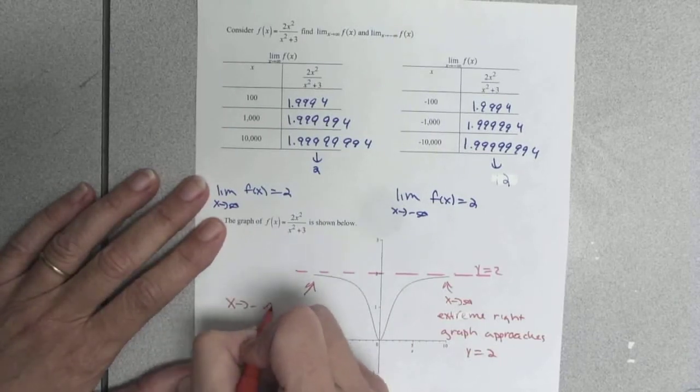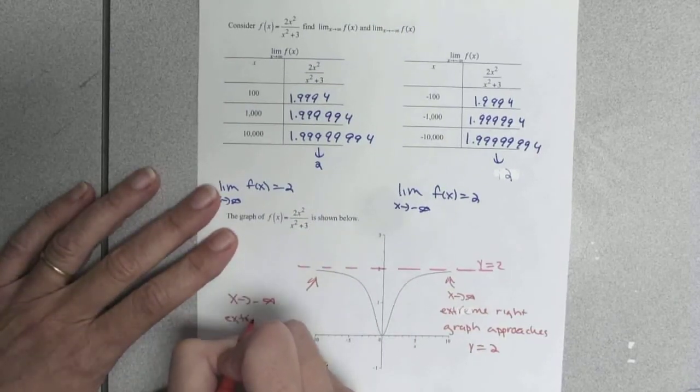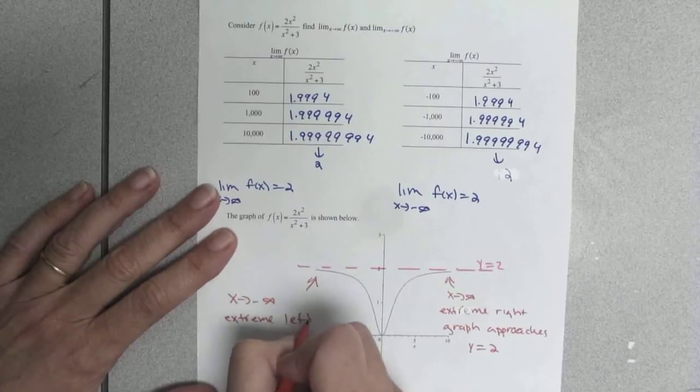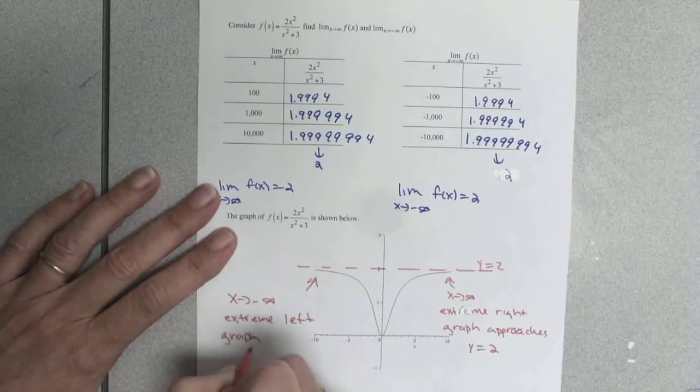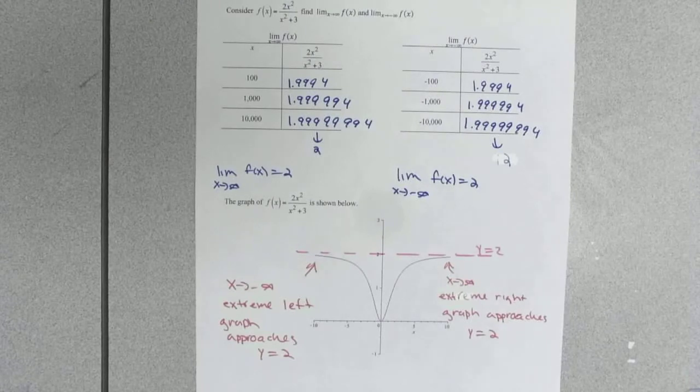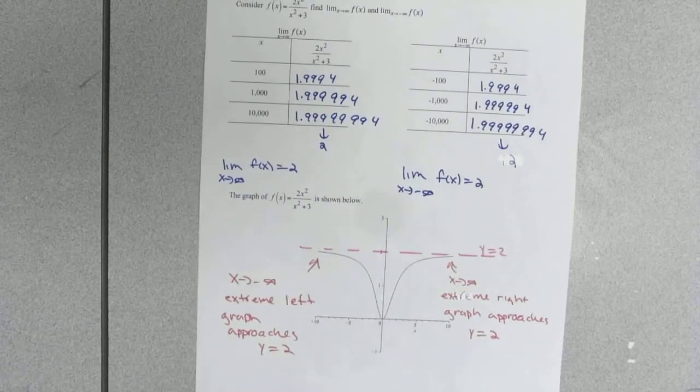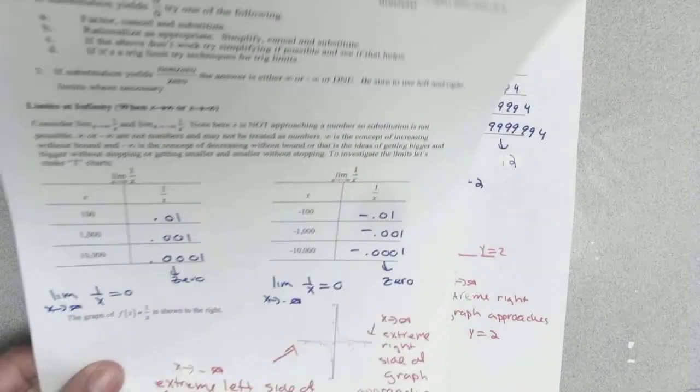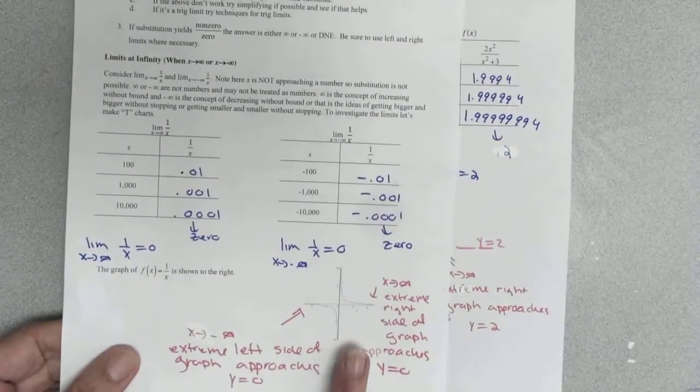And x approaches negative infinity, extreme left, the graph approaches y equals 2. And again, negative infinity, extreme left, positive infinity, extreme right, and then your limit values, your y-coordinate. Now notice it has absolutely no impact on the center of the graph. On the center of this graph, the guy's going down to 0. The center of this graph had an asymptote.